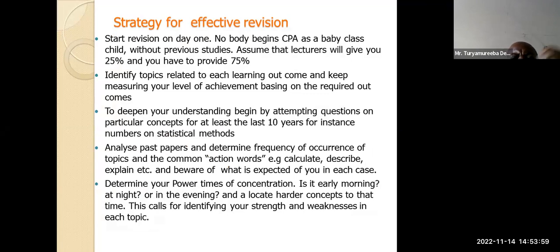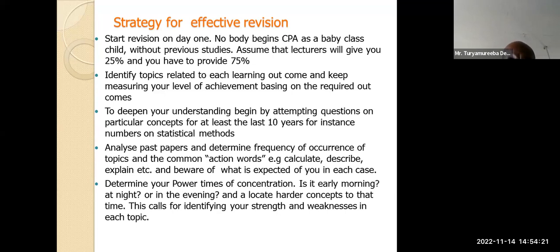I have this strategy for revision. Start revision on day one. Nobody begins CPA as a baby class child without previous studies. Assume that lecturers will give you 25% and you have to provide 75%. I have had challenges, my dear friends.